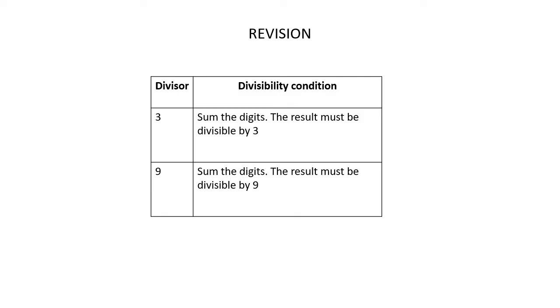The divisibility rules for 3 and 9 have a similarity, so they have been grouped together here. To find whether a number is divisible by 3, you have to add all the digits. If the result is divisible by 3, then the given number is divisible by 3. Similarly, when you add all the digits of the given number, if the result is divisible by 9, then the given number is also divisible by 9.